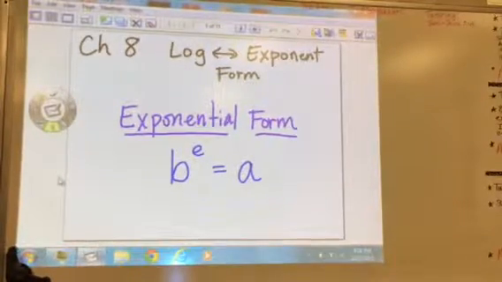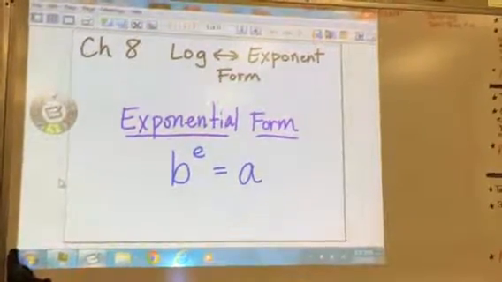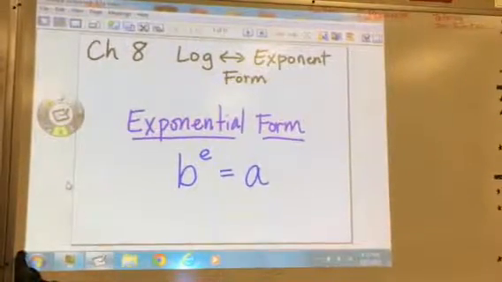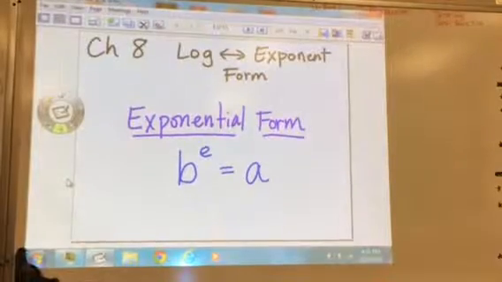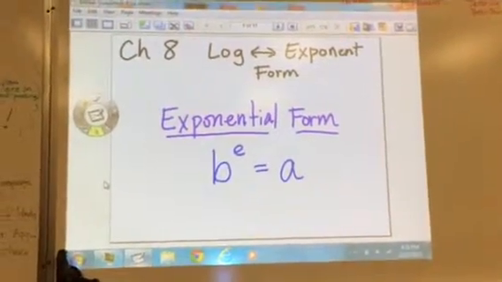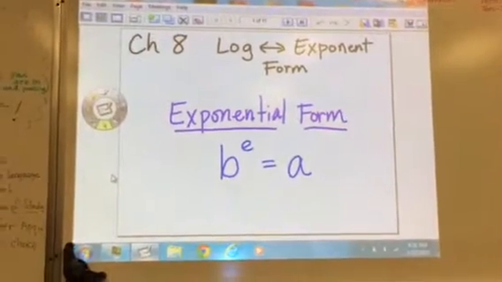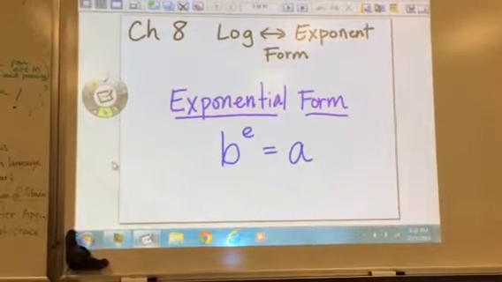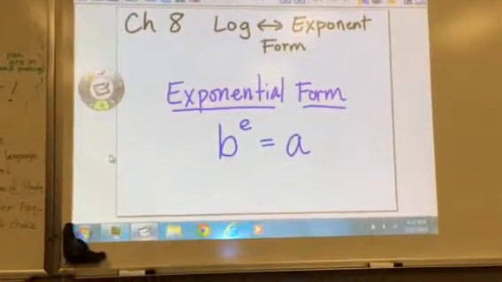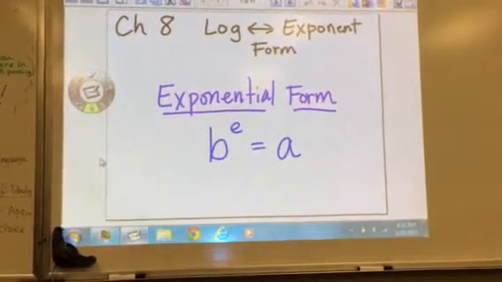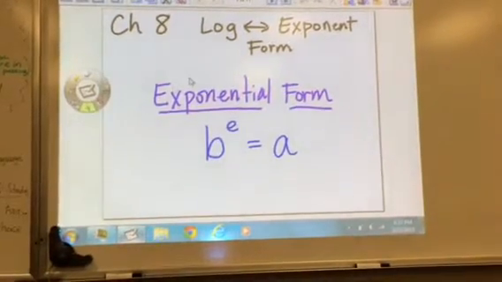Okay, so you can find this definition on page 492 in your book, and it will not say E and A. It will say X and Y, but this is the way I like to think of it. Your E is your exponent and A is your answer. So this is what you are accustomed to: your base, of course, and your exponent, and then you get an answer out of whatever the base and exponent give you. So we're accustomed to this exponent form.